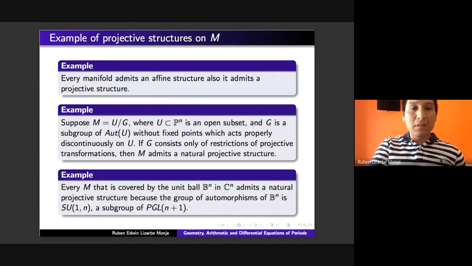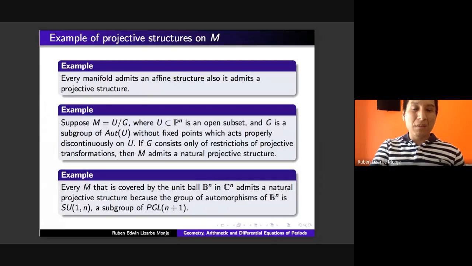For example, if a manifold admits an affine structure, then it admits a projective structure, because the group of affine transformations of C^n is included in the automorphisms of P^n. A general example is again a quotient. If U is an open set of P^n and G is a subgroup of automorphisms of U with the same properties, with the condition that G consists only of restrictions of projective transformations, then it admits a natural projective structure.